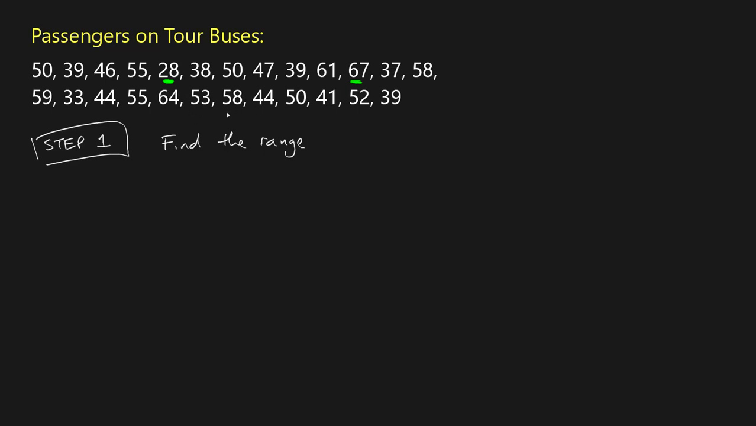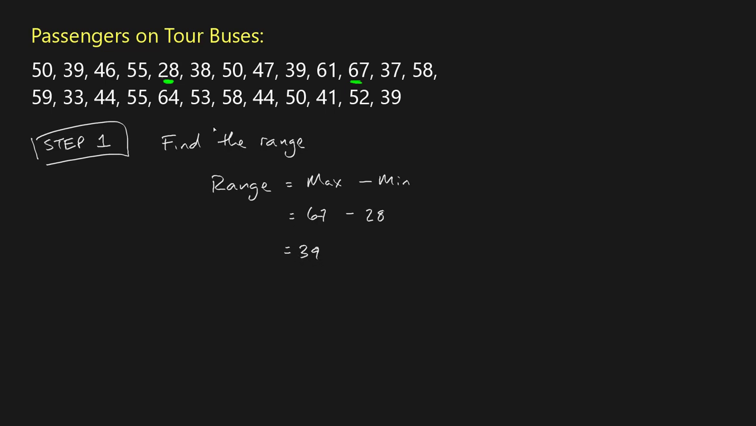No, chapter 4. The range looks like this. It is your maximum score minus your minimum score. So in our case, that is a 67 minus a 28, and that comes out to be 39. So between the smallest amount of passengers on the bus, which was 28, so the least packed bus, to the most packed bus, 67, there was a difference of 39 passengers. So this is the range of all of the values.